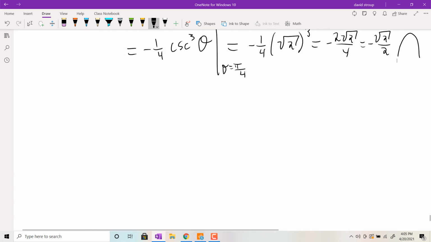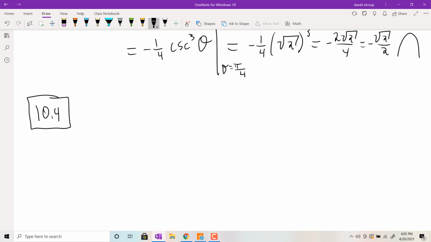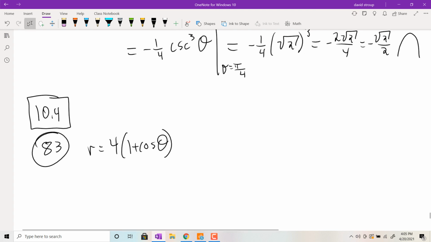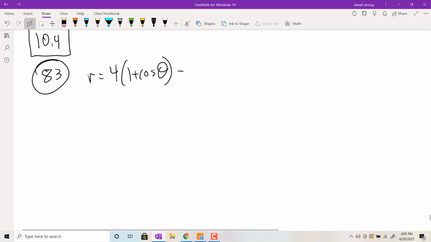All right, next, 10.4. I expect you to be able to graph these polar equations. I think on test 5 I'll give you a rose curve, and probably on the final I'll give you some sort of snail. So let's look at 83. r equals 4 times 1 plus cosine theta. I like to rewrite this as 4 plus 4 cosine theta.